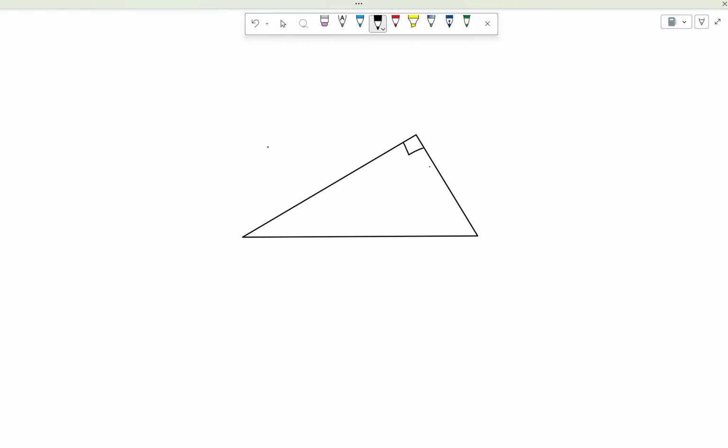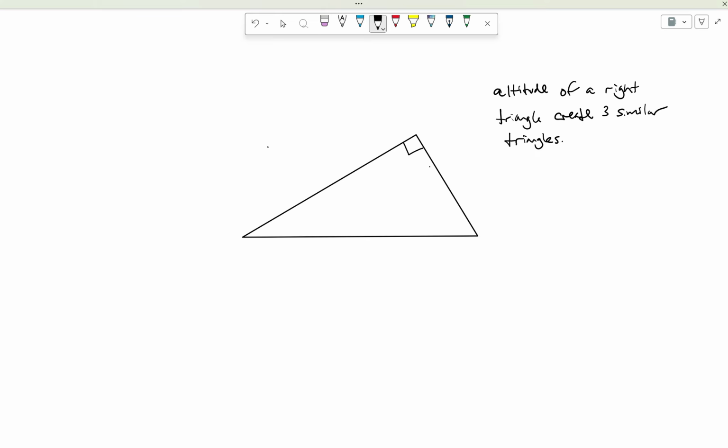I have a right triangle. And here's something that's going to happen: the altitude of a right triangle creates three similar triangles. Yes. All right. Now this is critical.